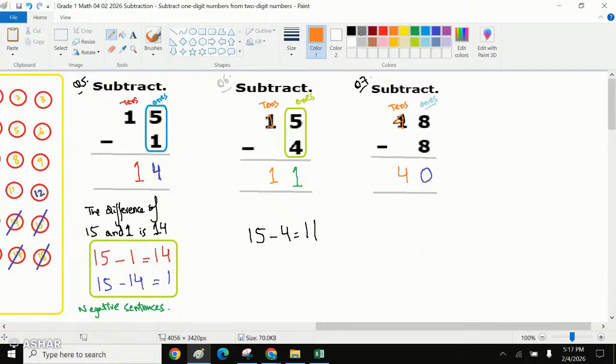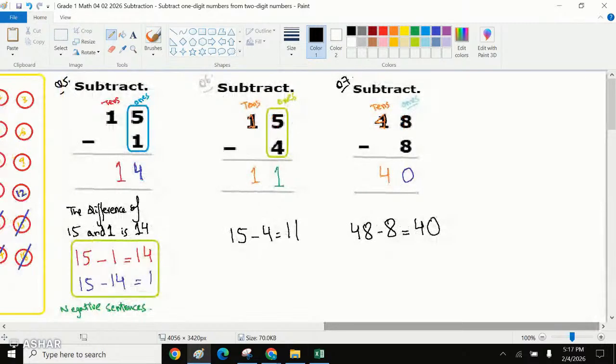So we can say, let's write the statement, 48 minus 8 would be equals to 40. Okay? Let's move ahead. Let's look at the next example. If it says 13 minus 2, that means subtract 2 from the 13.